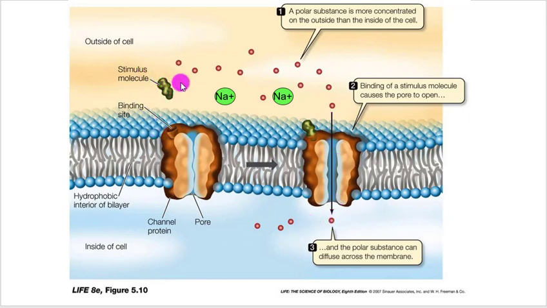So without this stimulus molecule, whatever that stimulus molecule is, maybe it's a neurotransmitter, maybe it's a hormone, maybe it's some other paracrine coming from neighboring cells. The point is that stimulus molecule comes from somewhere, and he comes on down and he binds to this channel, and that's what allows these doors to open up.